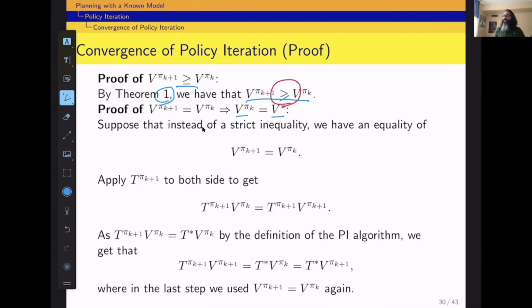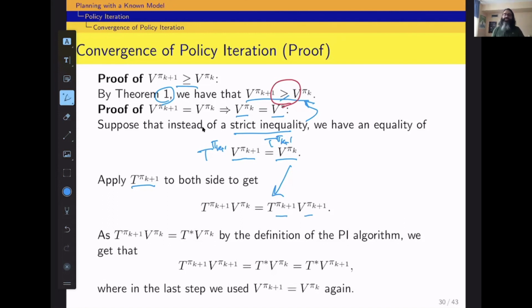Okay, suppose instead of having a strict inequality in here, we have an equality. So we get V of pi k plus 1 equal to V pi k. So we apply T pi k plus 1 on both sides of this. So I've written it here: T pi k plus 1 applied to V pi k is equal to T pi k plus 1 applied to V of pi k plus 1.